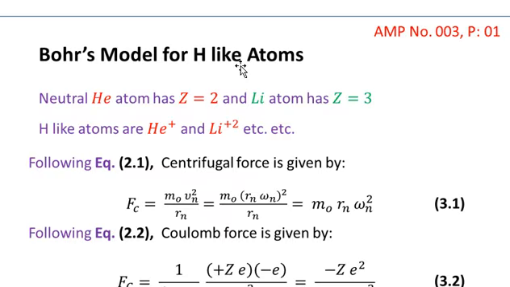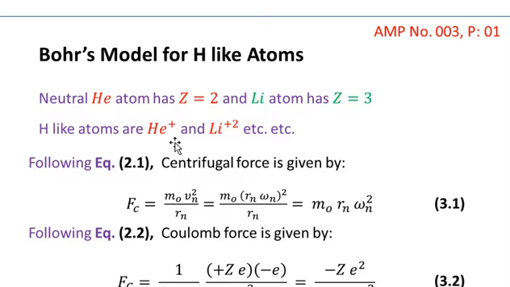Bohr's model for hydrogen-like atoms. Neutral helium atom has atomic number Z equal to 2 and lithium atom has atomic number Z equal to 3. That is, there are 2 electrons in the helium atom and there are 3 electrons in the lithium atom.